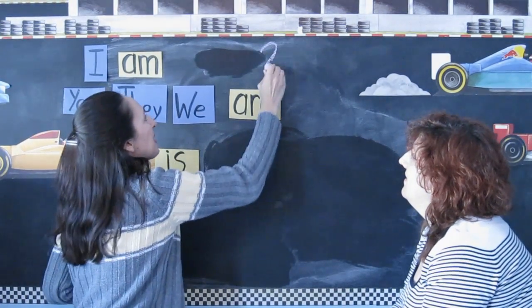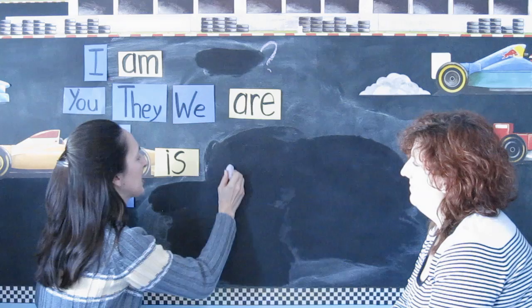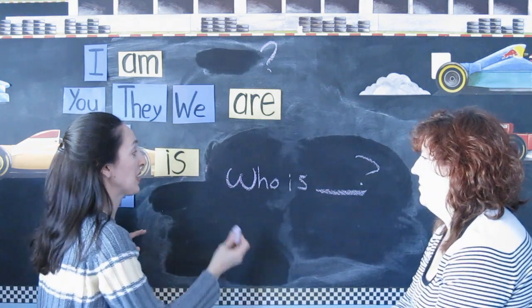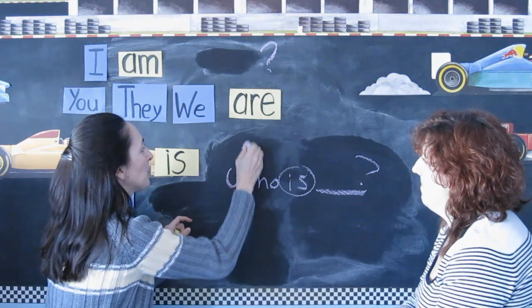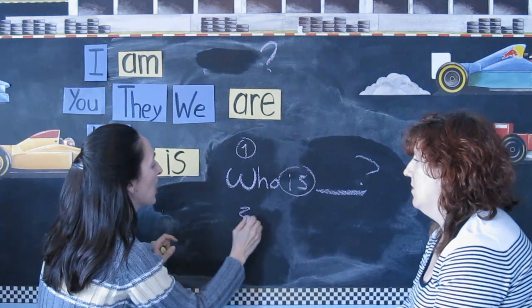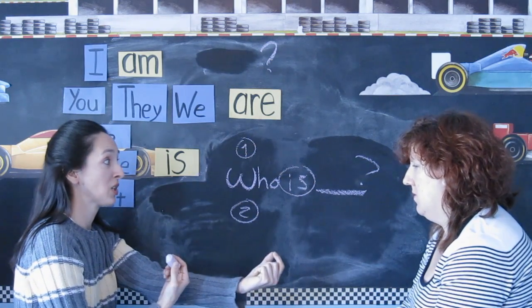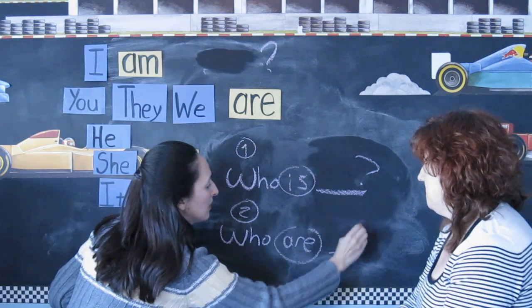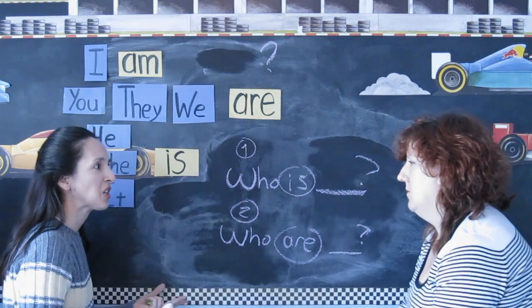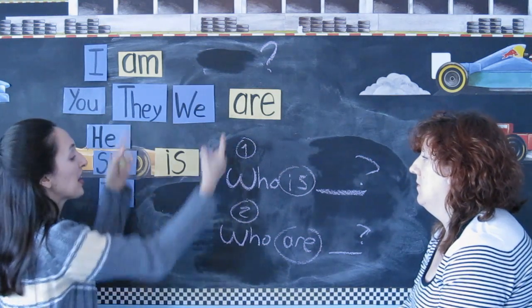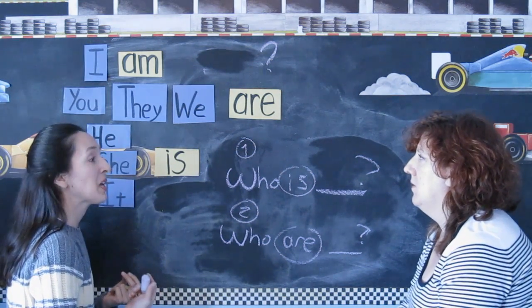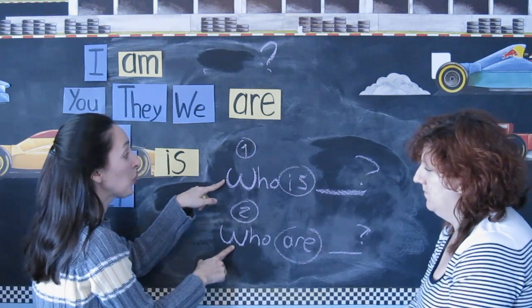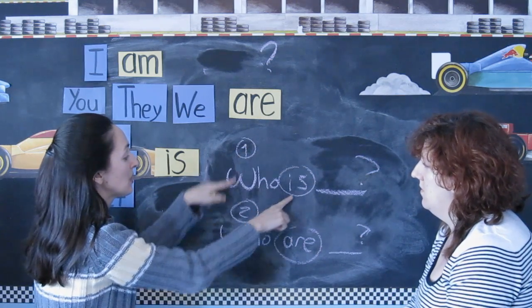Now let's talk about making questions. I've been asking, who is Brad Pitt? If I'm talking about one person, say is. If I'm talking about two, Brad Pitt and Angelina Jolie, the question is, who are Brad Pitt and Angelina Jolie? They are actors. Who is Hillary Clinton? She is a politician. So when we ask a question about who, if it's one person, who is, and if it's two, who are.